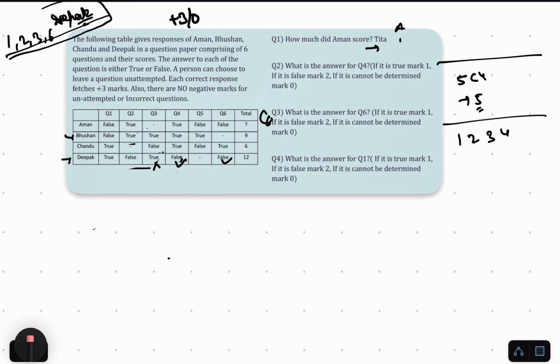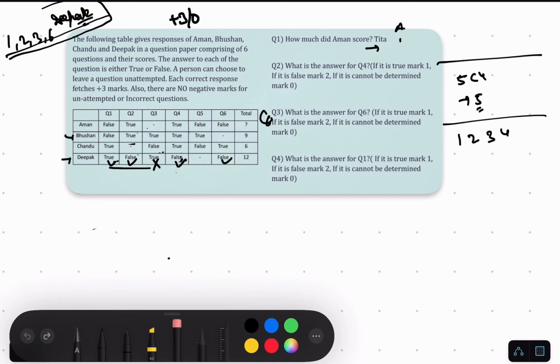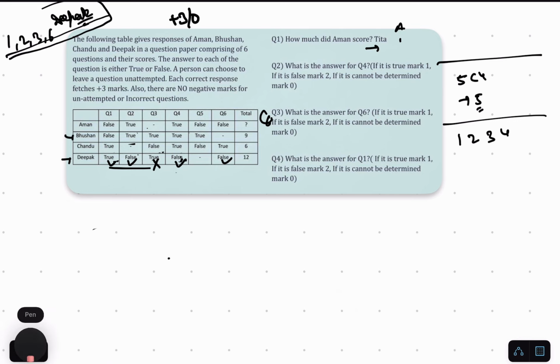Okay, no sorry, what was the case? We haven't written it down. So the case was 1 2 4 6. Okay, also 1 2 3 6 is also checked. So 2 more cases we are left with. Now in this case 2 is wrong and these 3 are correct.